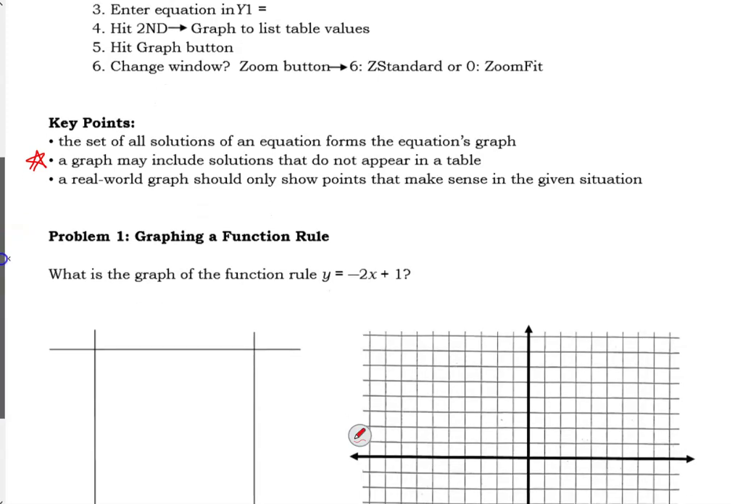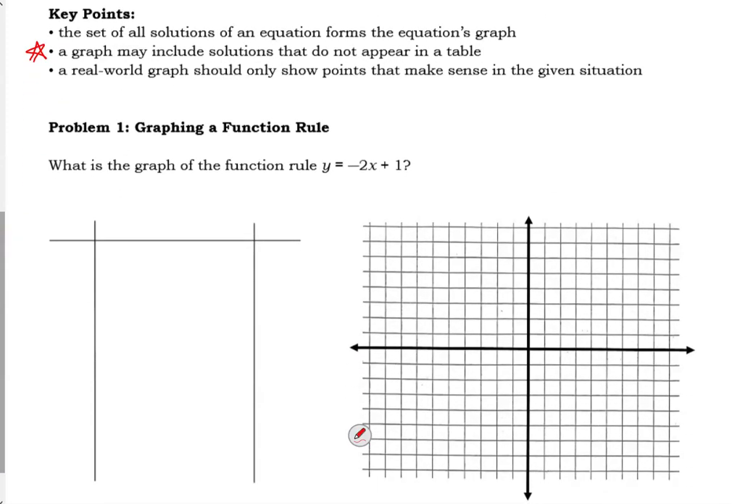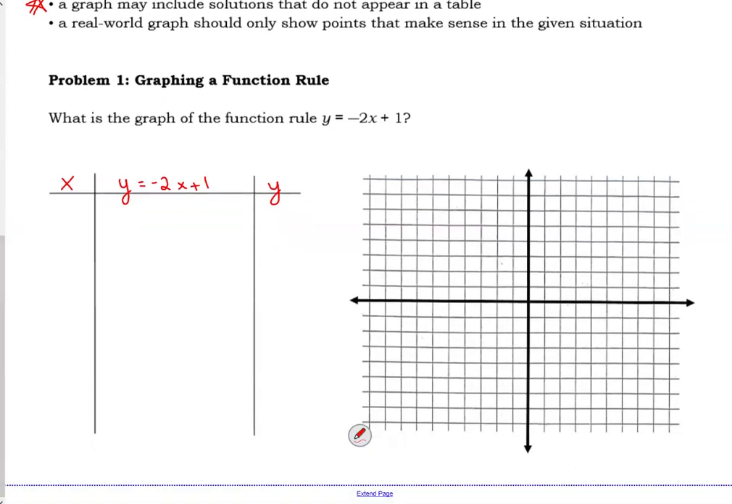Okay, so if we go down to problem 1 where we're graphing a function rule, it says, what is the graph of the function rule y equals negative 2x plus 1? Now when you were in middle school, you made an xy table. You would put the function in the middle and the y value off to the side. And then you probably picked from negative 3 to 3 or negative 2 to 2 to graph. I'm going to try to get you out of that habit. You don't always have to graph negative 2 to 2 or negative 3 to 3. We can graph any values we want. So for example, I can graph negative 1, 0, 1, 2, 3, and 4.